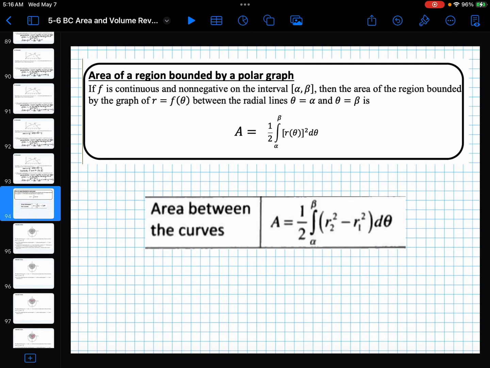All right, here's the last video for our area and volume review. It's the last two questions on the review sheet, and these are both polar graphs, so I'm just reminding you of the area of a region bounded by either a polar graph or by two polar graphs. So just keep these formulas in mind as we go through.